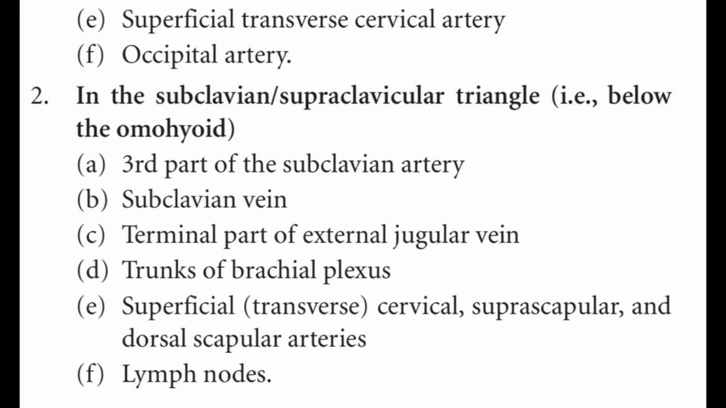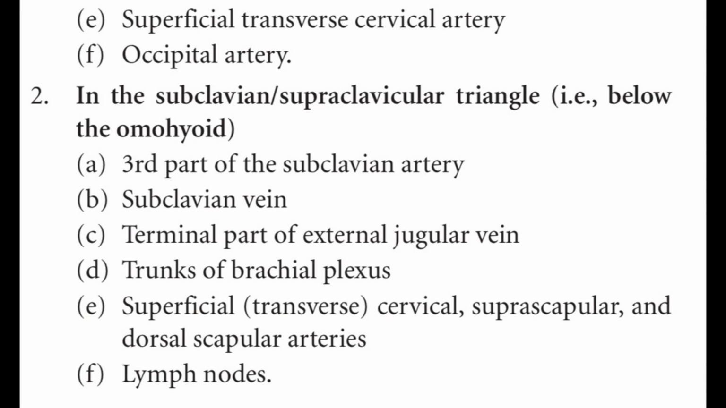Now in the next one, you have the subclavian triangle below the omohyoid. So what do you see? You have the third part of the subclavian artery. You have the subclavian vein. You have the terminal part of the external jugular vein, don't forget. So: third part of the subclavian artery, the subclavian vein, the terminal part of the external jugular vein. You have the trunk of the brachial plexus.